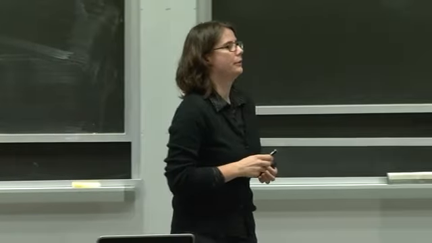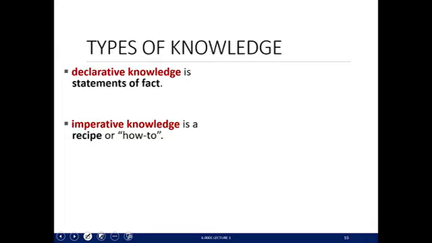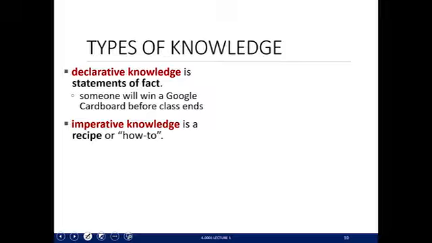Let's go into the types of knowledge. The first type of knowledge is declarative knowledge. Those are things like statements of fact. And this is where my email came into play. If you read it all the way to the bottom, you would have entered a raffle. A statement of fact for today's lecture is someone will win a prize before class ends.